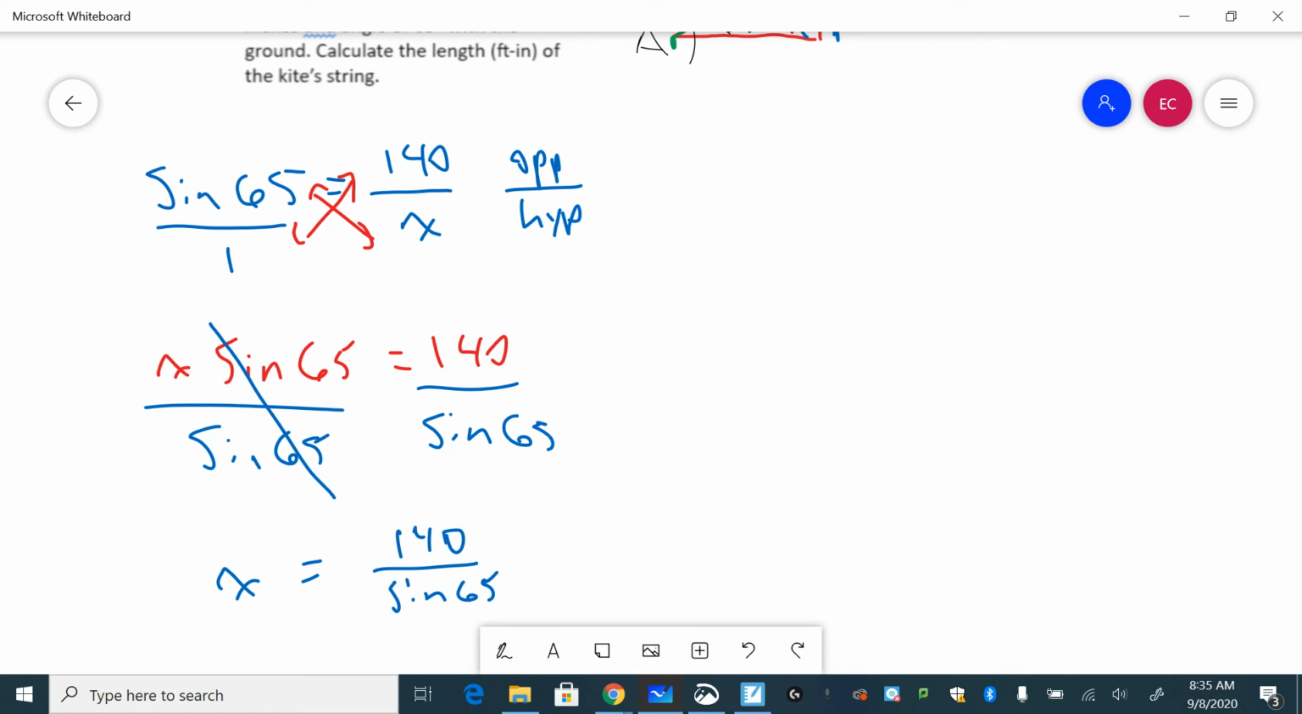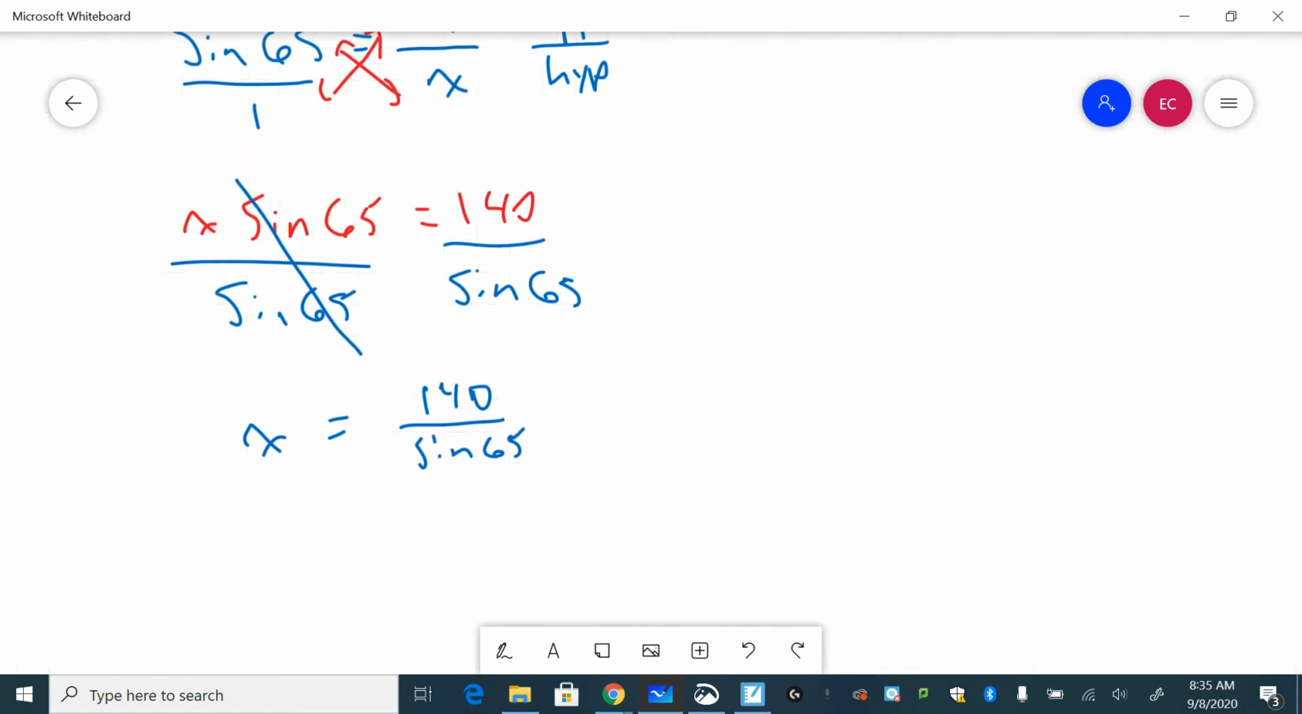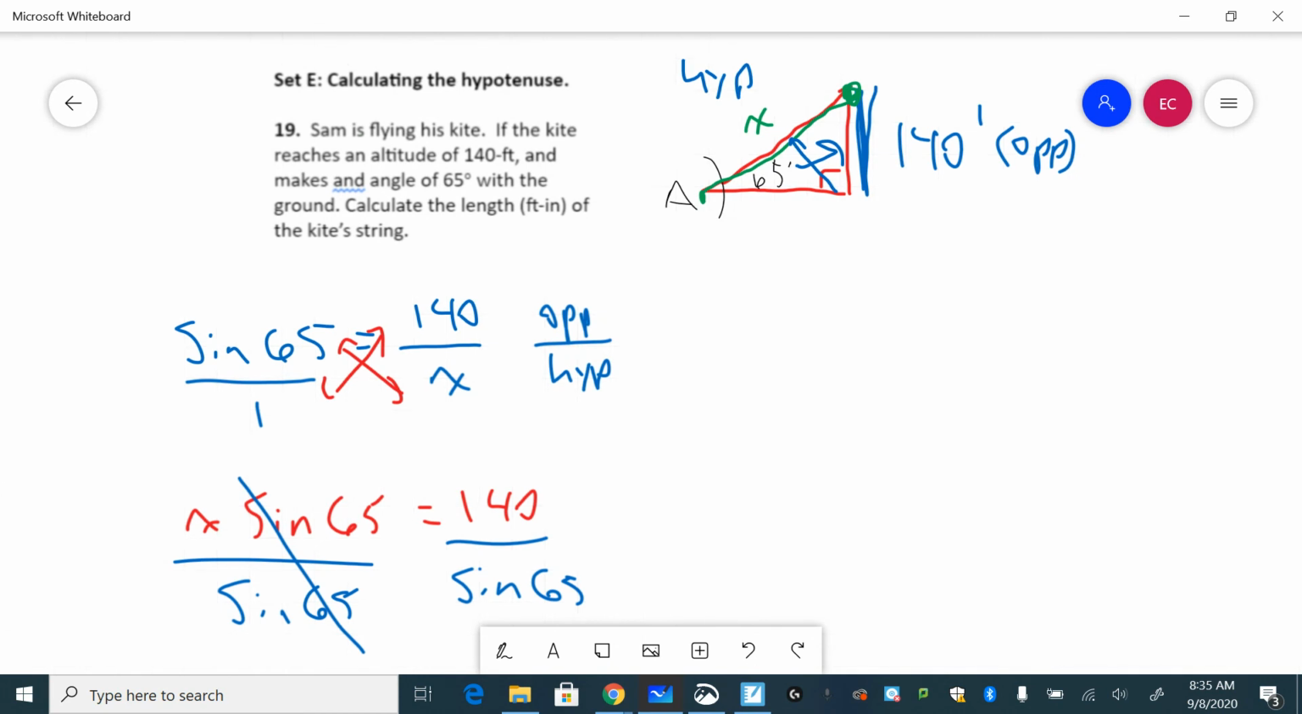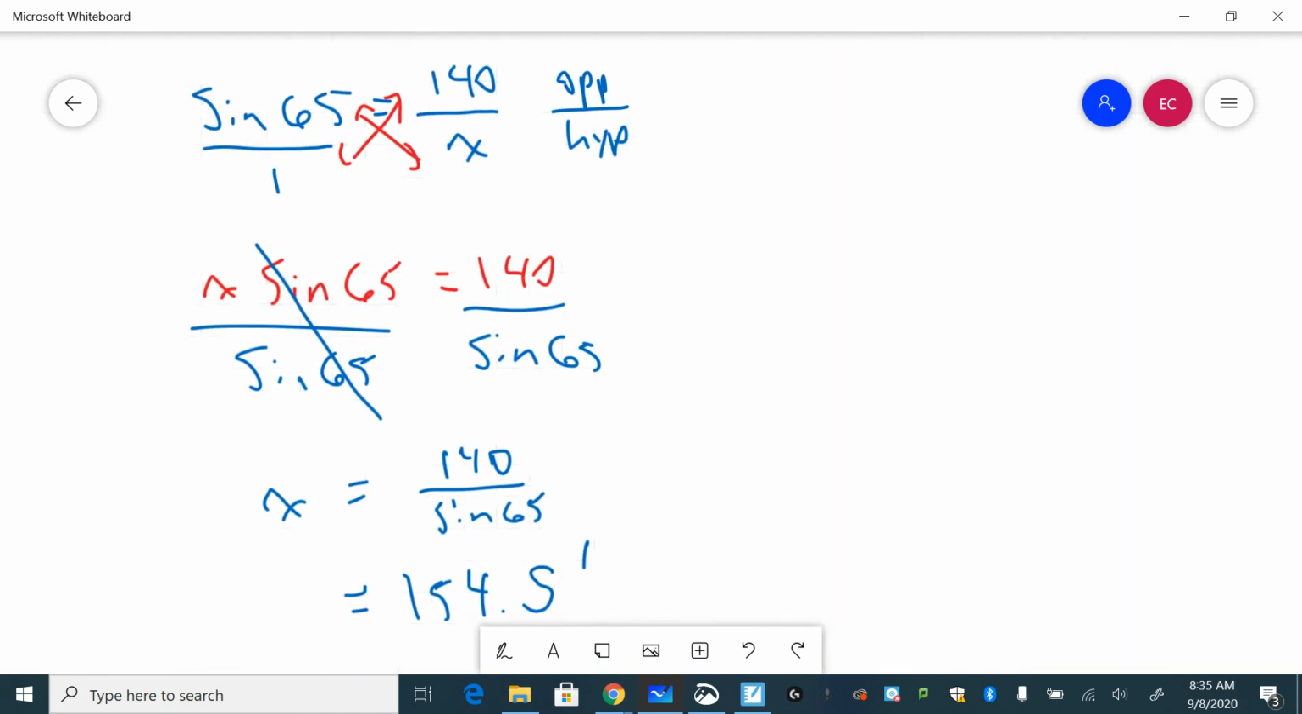I find that's the easiest way to go about this because you're still using proportions, cross multiply, and just follow it. So in your calculator, I'm just going to do 140 divided by sine of 65, and it should spit out my answer. So I've got 154.47. So I'll just say 154.5, and it was feet, so one tick. Now this is the hypotenuse, so it must be longer than the 140, and it is. So I know I'm correct.